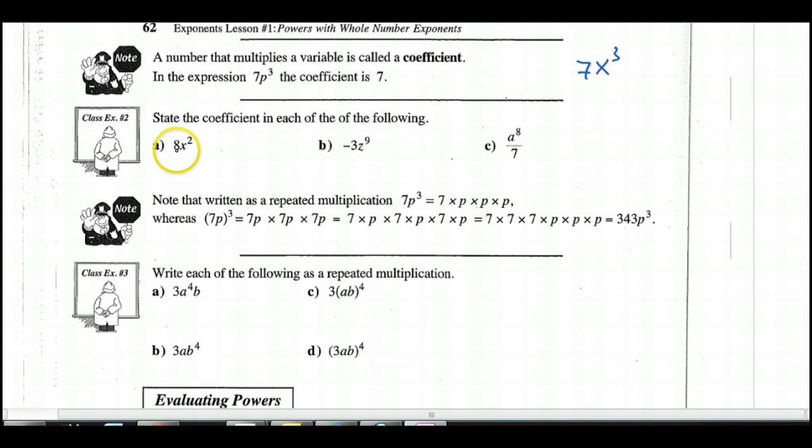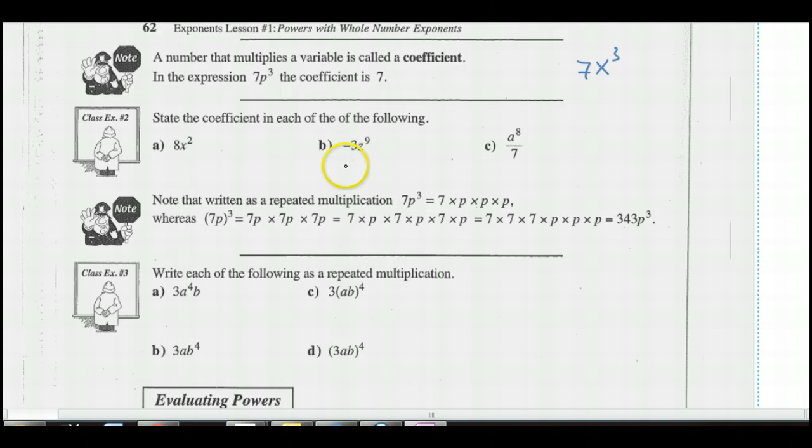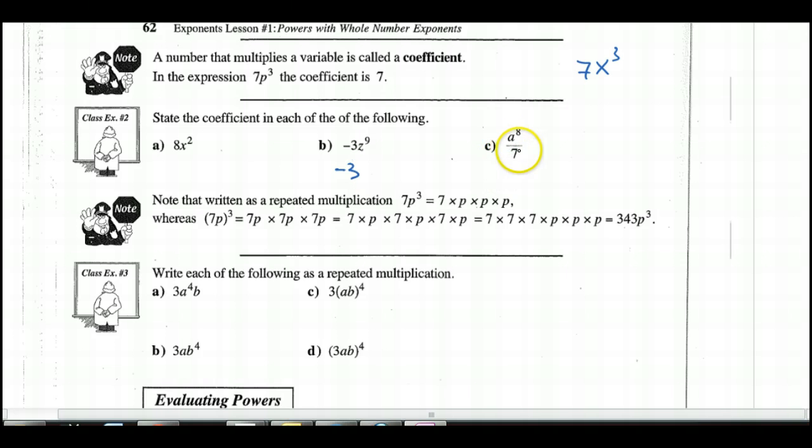Okay, so state the coefficient in the following examples. So 8 would be the coefficient in example A. -3 would be the coefficient in example B, and then the last one, you've got to really be careful here. Remember, we can rewrite 8 to the power of 8 over 7 as 1 over 7 times 8 to the power of 8. So the 1 over 7 is the coefficient.